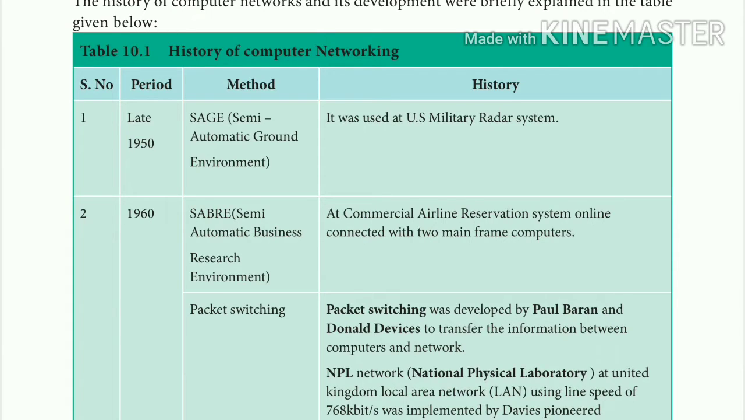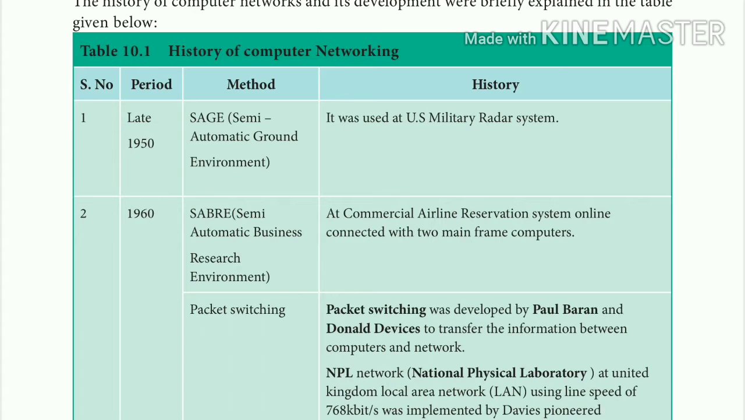Okay, so multiple radar systems will be connecting to each other, communicating with each other, so that they can find the target, missile or target aircraft, to identify it. Okay, next in the 1960s, SABRE, semi-automatic business research environment. So this is a commercial airline reservation system, online connection with two mainframe computers.